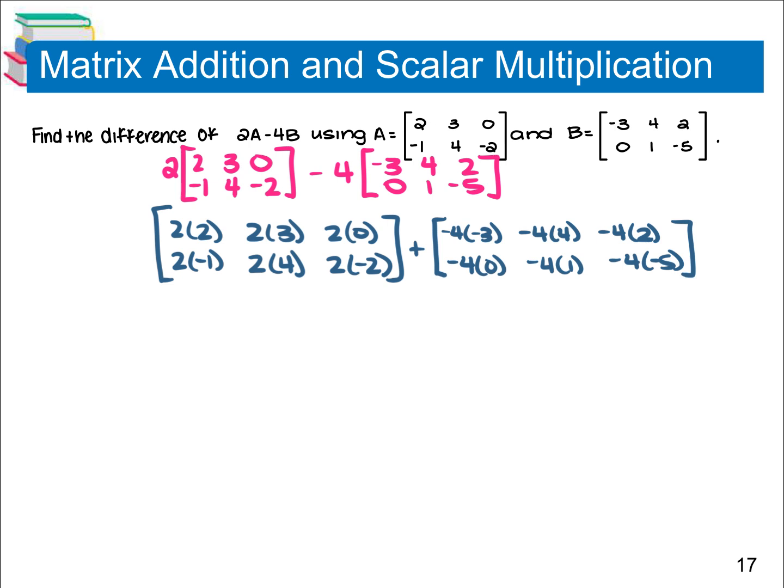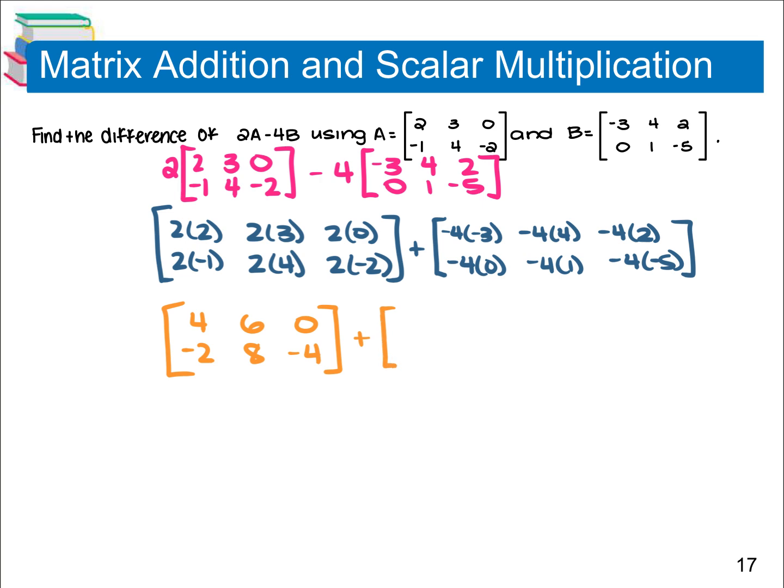The 2 times 2 from the first matrix is 4. 2 times 3 is 6. 2 times 0 is 0. 2 times negative 1 is negative 2. 2 times 4 is 8. 2 times negative 2 is negative 4.